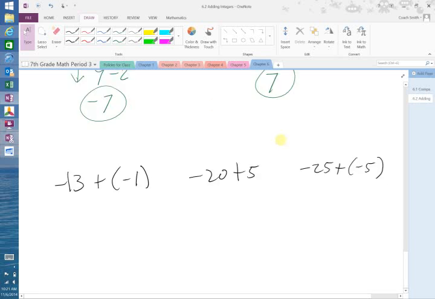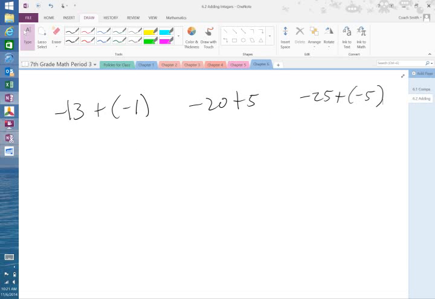All right. First one, negative 13 plus negative 1. Cameron, what'd you get? Negative 14. That is correct. Okay? We just simply take the absolute value of the two numbers and add them together. Now, I'm not going to require you to show me that step. If you can just remember that you add the two numbers together and keep the negative sign, that's fine.